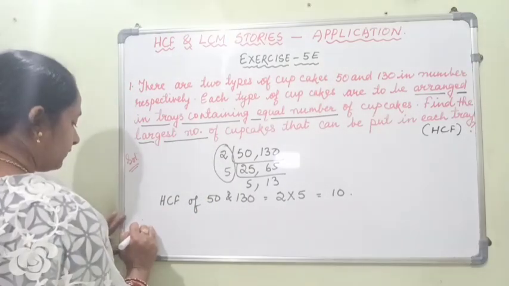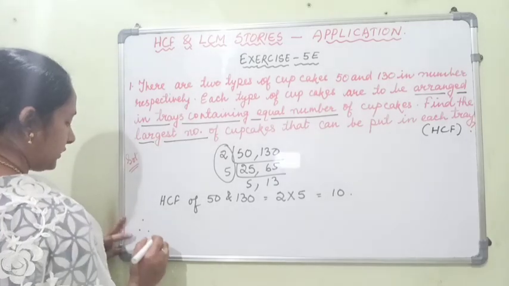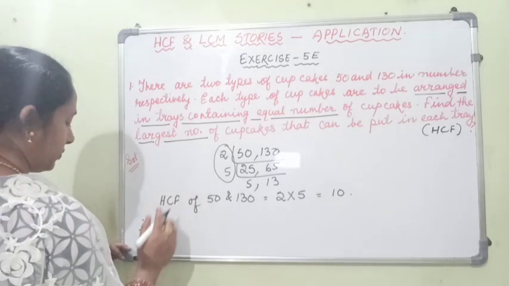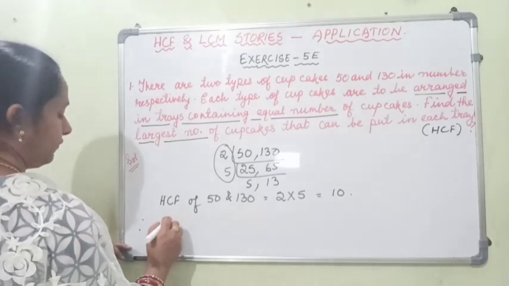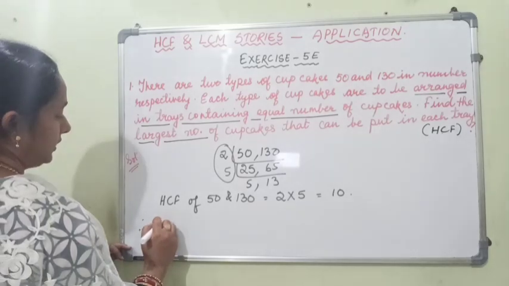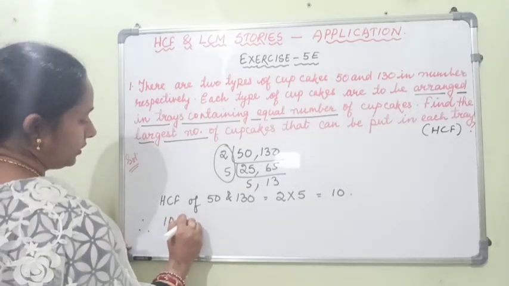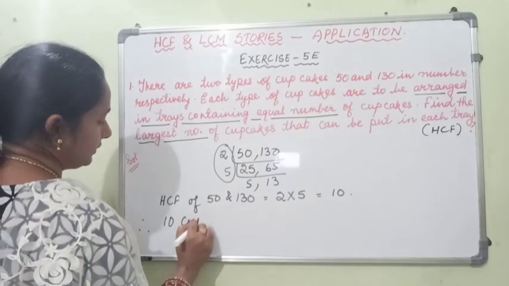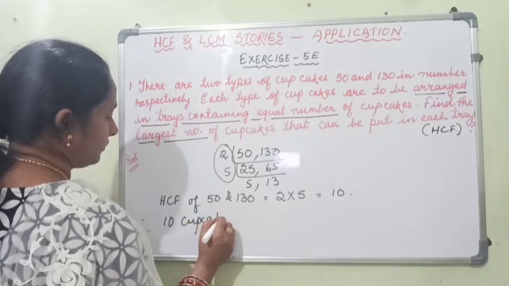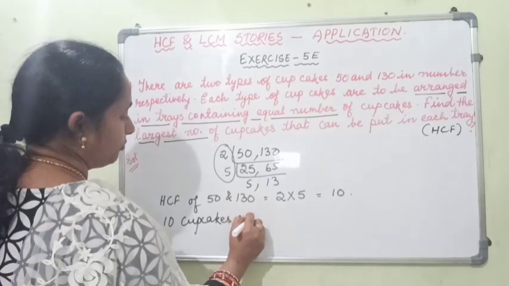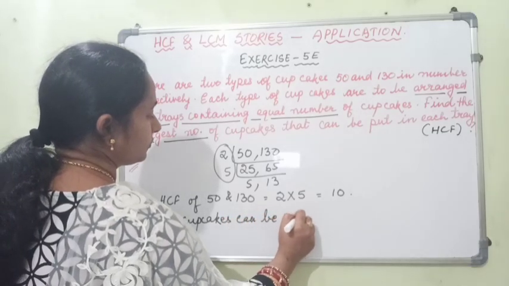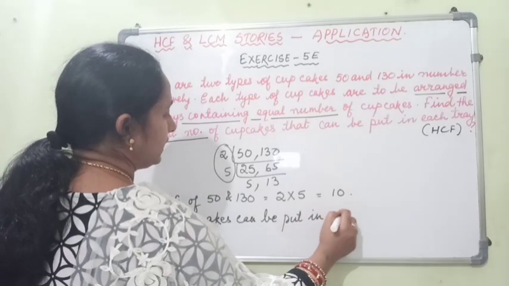Therefore, you have to write this final statement. It is very important and it is compulsory to write it in these types of sums. So therefore, 10 cupcakes can be put in each tray.